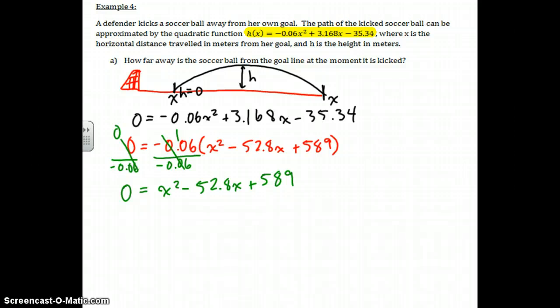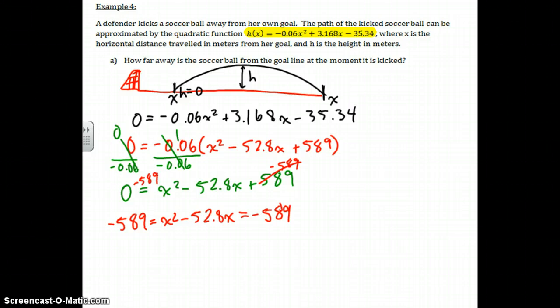The first step is we take the 589 to the other side, so we'll subtract 589. So we get negative 589 equals x squared, take away 52.8x. Since I have negative 589 on that side, I can just write negative 589 on this side, because if it's equal, it doesn't matter which side of the equal sign it's on. Then I get it in the form that we like to work with it in. Okay, so now we're ready to complete the square.